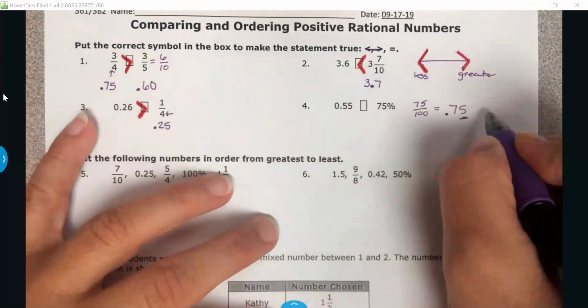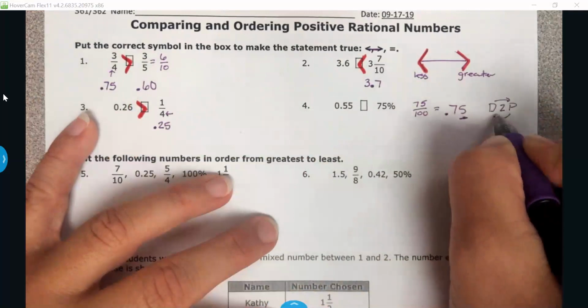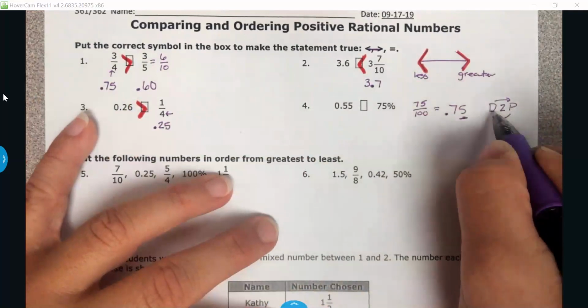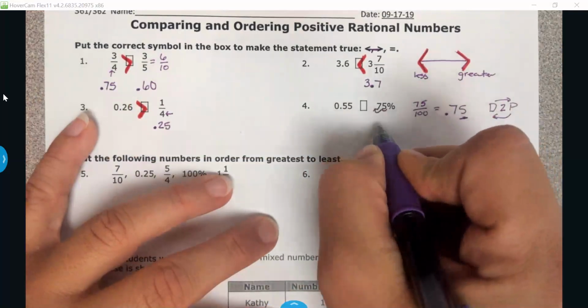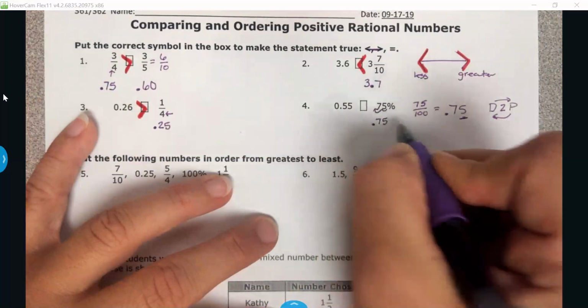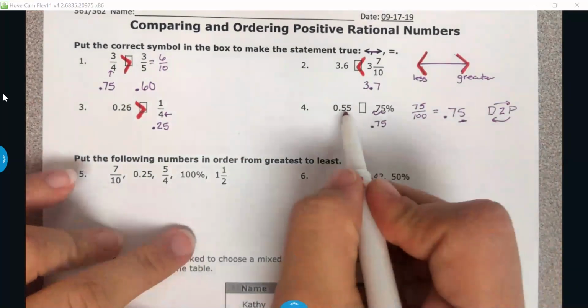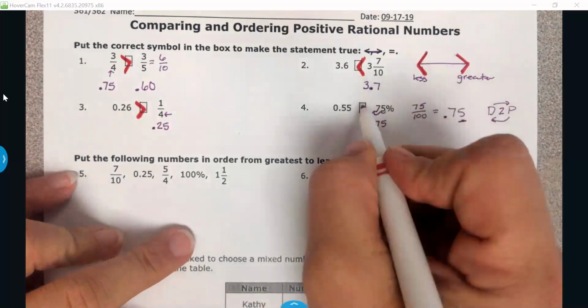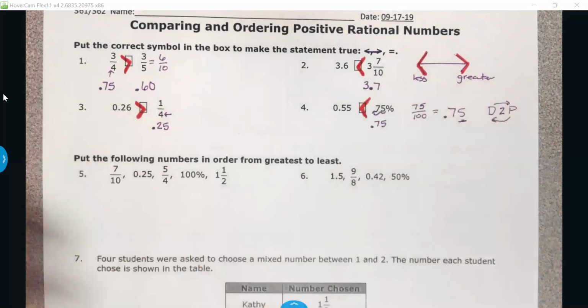Or, recall from last unit, D to P. So percent to decimal means 2 times to the left. So 1, 2, and again, 0.75. And if I look at it, 55 is smaller than 75, therefore it is less than.